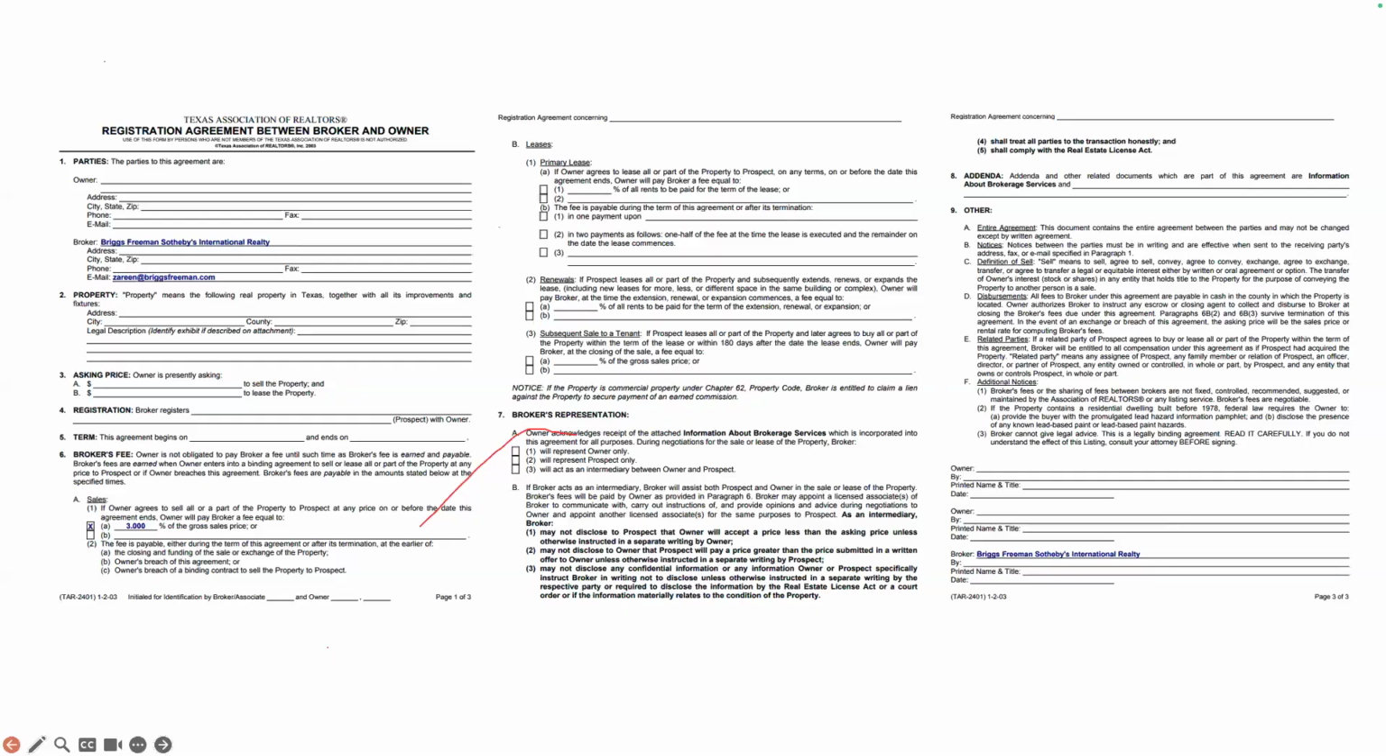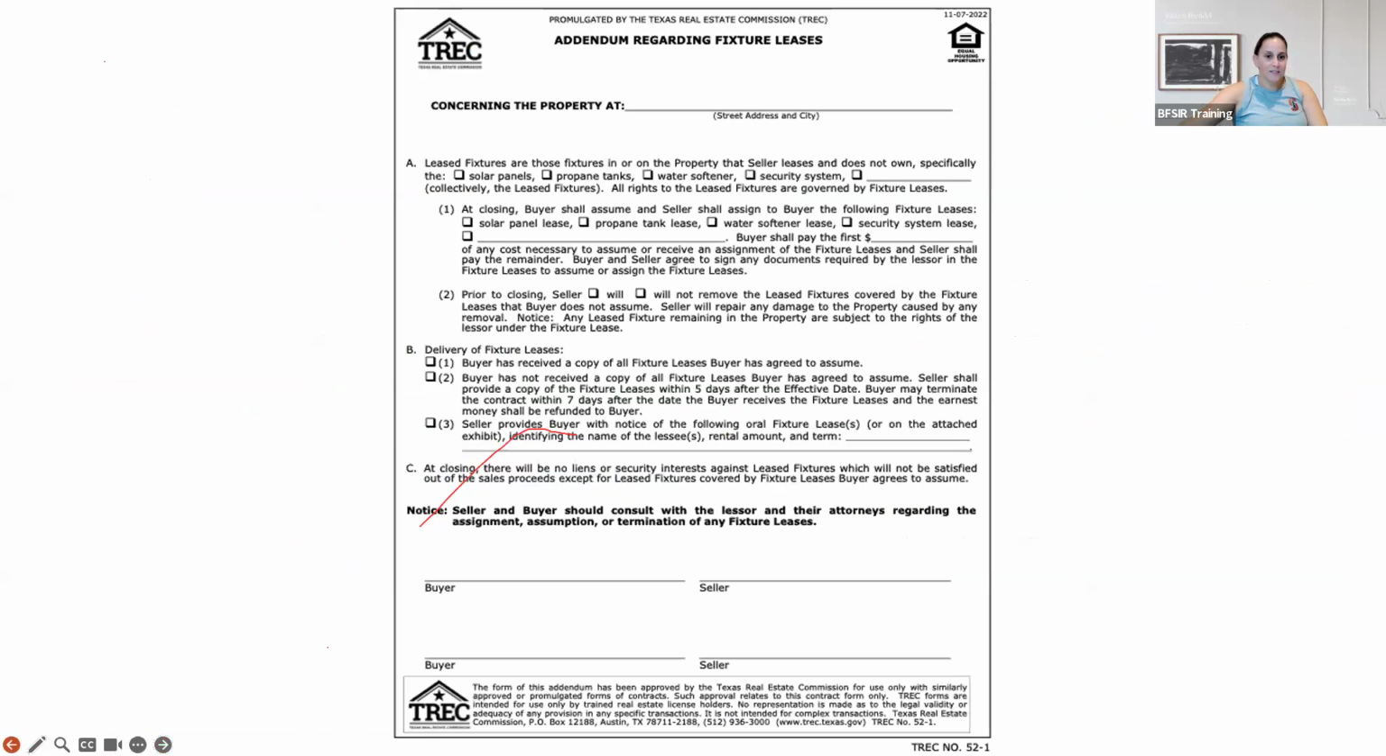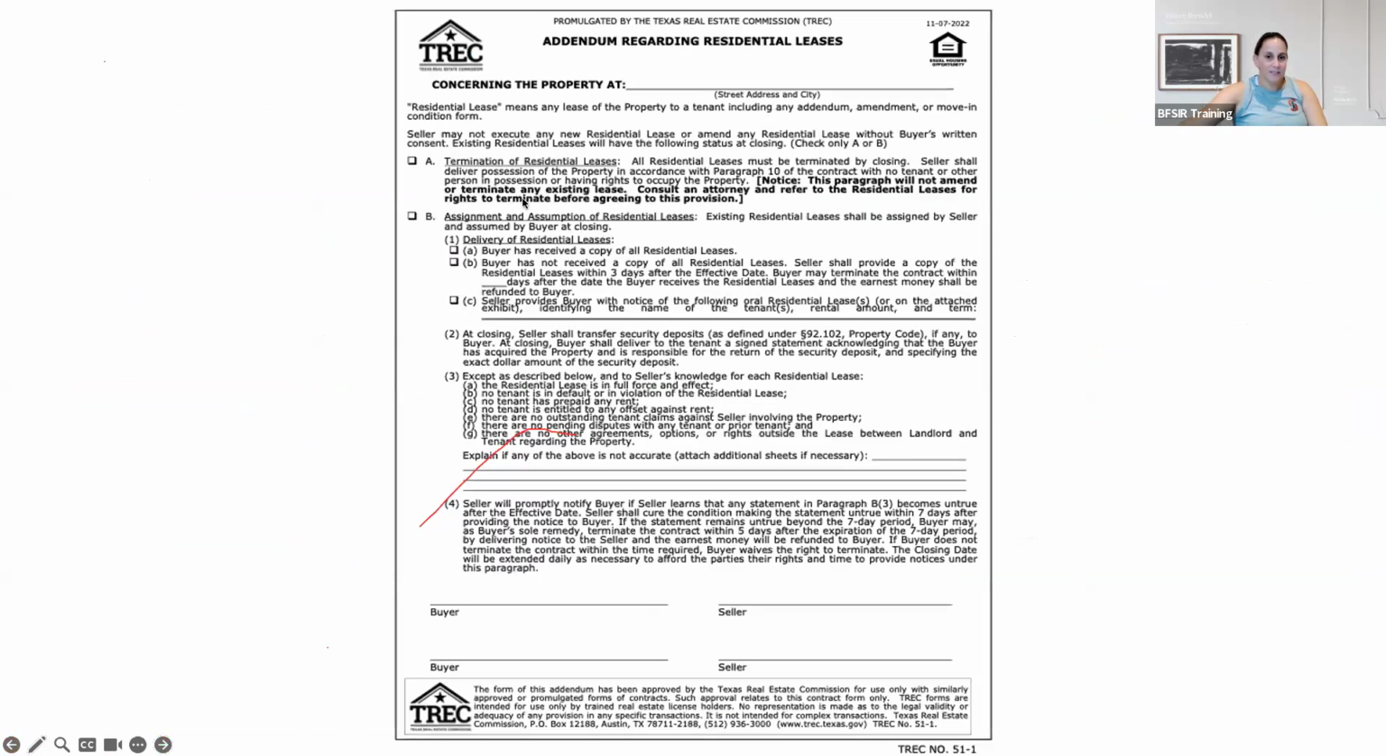All right. Okay, hydrostatic testing, don't do it without signing this document saying who's going to be responsible if damages are caused. And these are the addendums regarding fixtures. If you have a residential lease, in paragraph 4 of the contract now, it says, yes, this property is subject to a residential lease, or is it subject to a fixture lease? And then you have to add this addendum, and it basically says, we'll terminate all the leases, or they're going to be assigned, and this is how this gets taken care of.